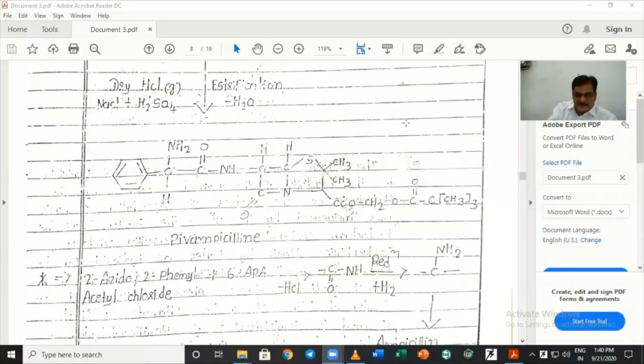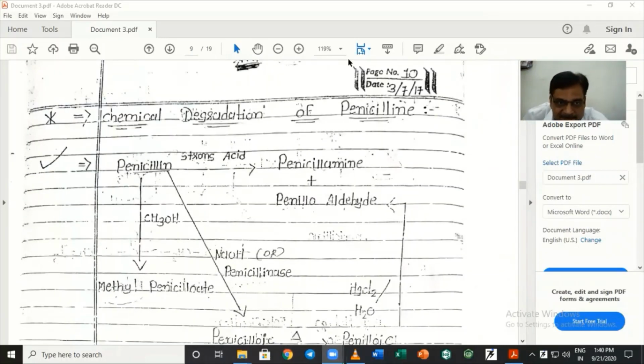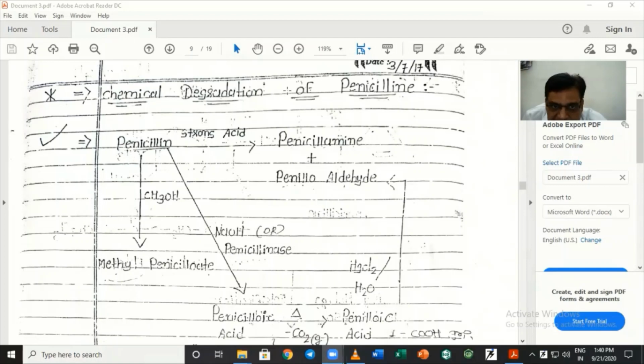Now we go for chemical degradation of penicillin. This is the sketch of degradation. First we take penicillin. In the presence of strong acid we get penicillamine and penaldehyde. Then penicillin reacts with methanol and is converted into methyl penicilloate, which is the ester of penicillin.